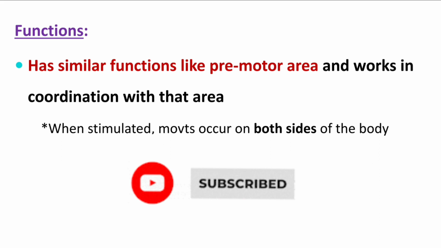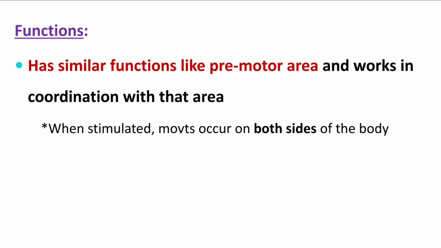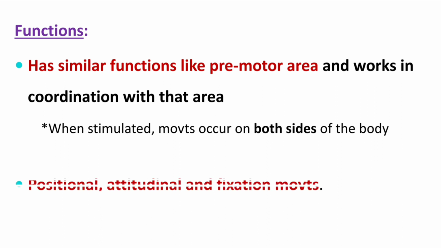Whenever this area is stimulated, the movements occur on both sides of the body. So this is a difference from the premotor area. And another difference from the premotor area is that this area mainly works in response to the internal cues, while the premotor area mainly functions in response to the external cues. And the supplementary motor area is involved in positional, attitudinal and fixation movements.